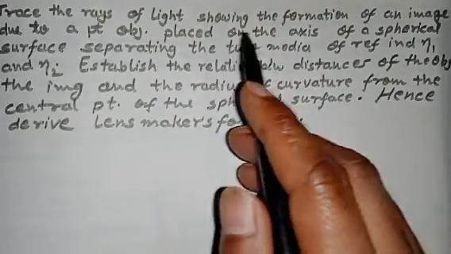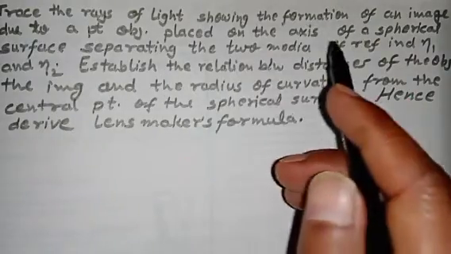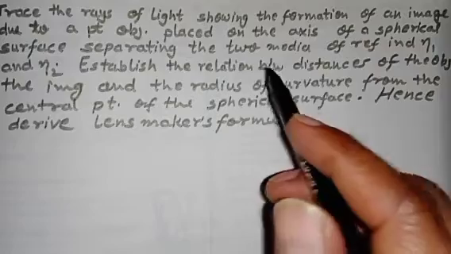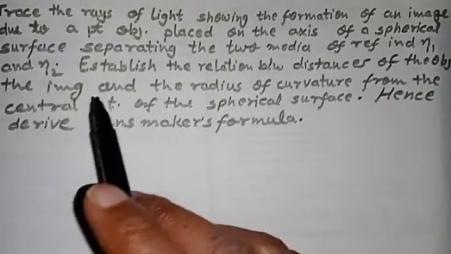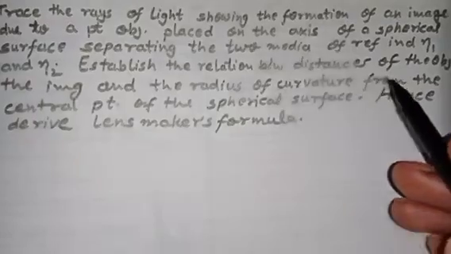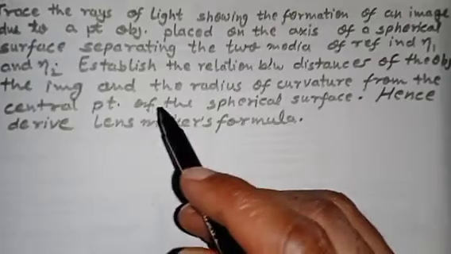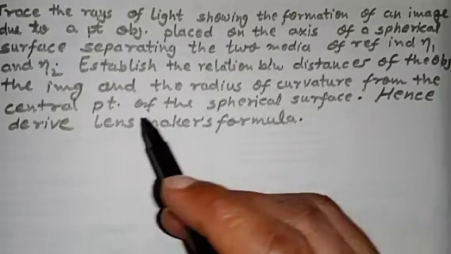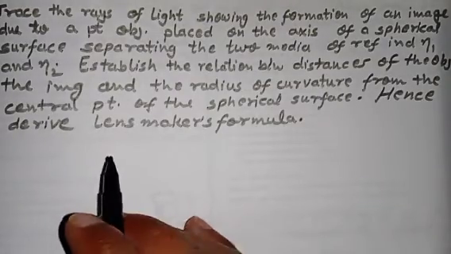Trace the rays of light showing the formation of an image due to a point object placed on the axis of a spherical surface separating two media of refractive index eta 1 and eta 2. Establish a relation between distances of the object, image, radius of curvature from central point of a spherical surface, hence derive lens maker's formula. So here I would encourage you people to do this question by yourself. I'm just guiding you because it is a lengthy question and direct question, of course.